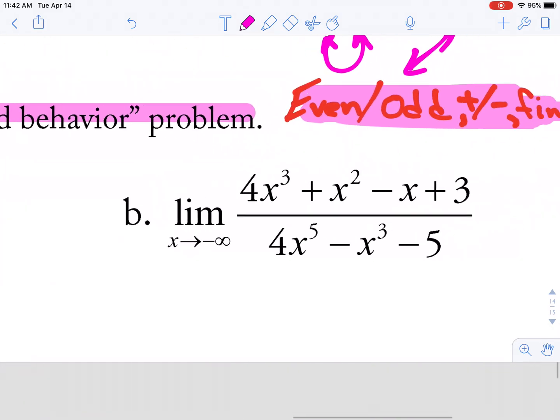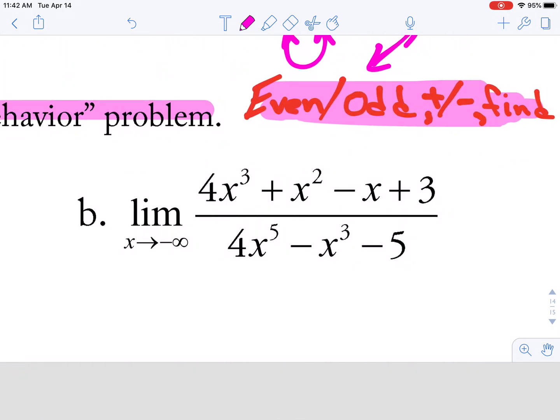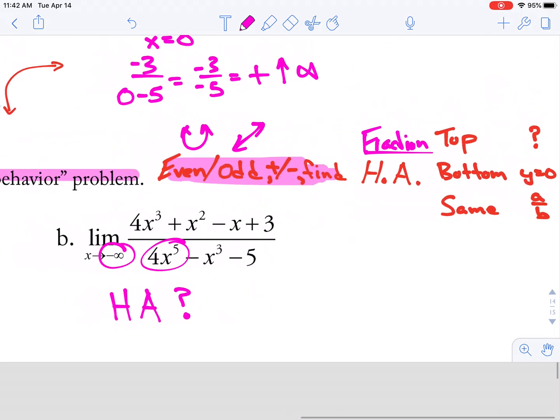For this next one, now this one's a fraction, so we're looking at our HA. That will tell us whichever way we're going. So our HA here, well, the bottom is bigger. Remember, for horizontal asymptotes, we compare top and bottom. If the top's bigger, we have to look at the graph. If the bottom is bigger, then it just goes to 0. If they're the same, we take the ratio of the coefficients.